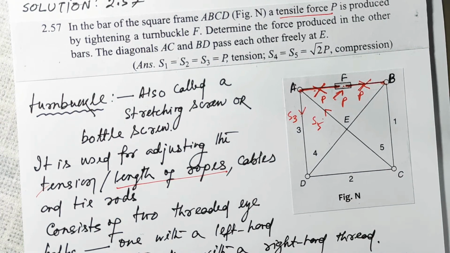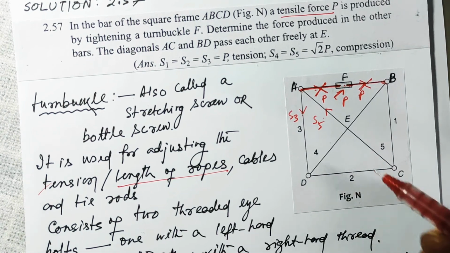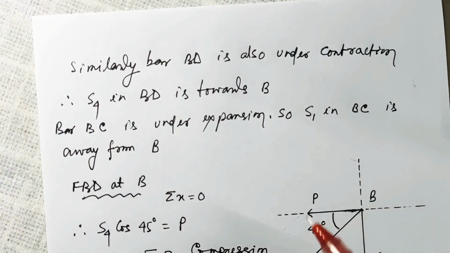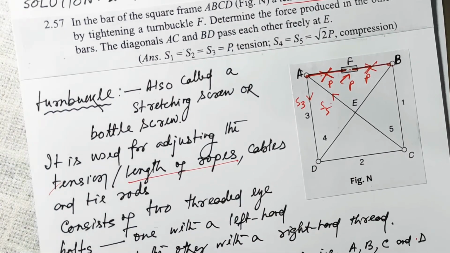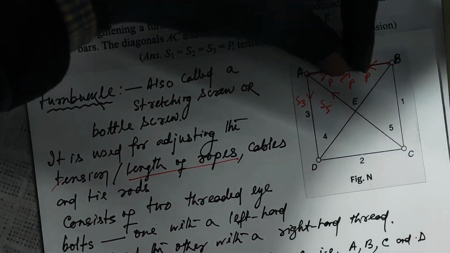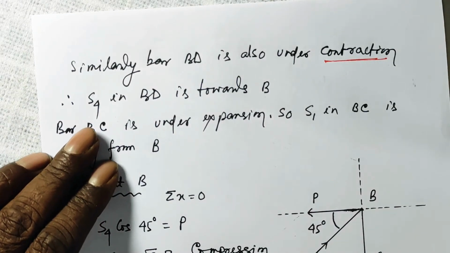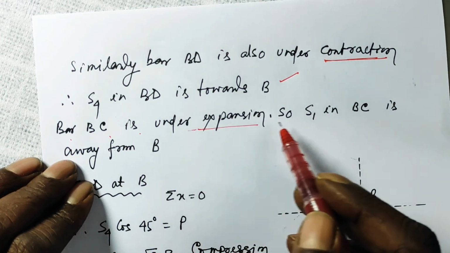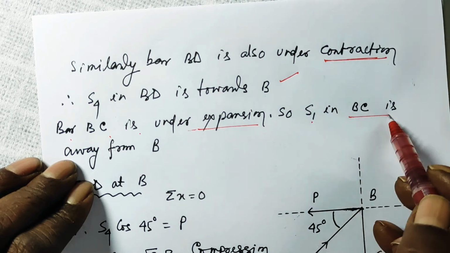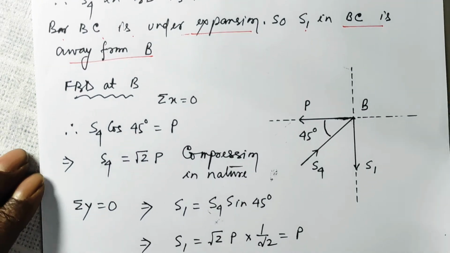So due to that, the bar BD will try to expand in length. Sorry, it will be under contraction when this is tightened. So S4 in BD is towards B, and bar BC is under expansion. So S1 in BC is away from the point B. So that is the understanding.